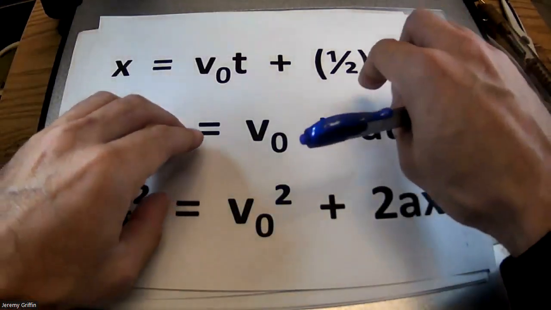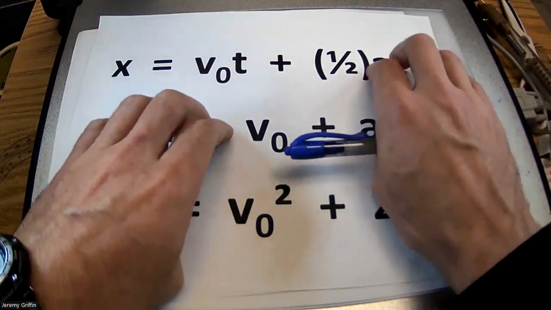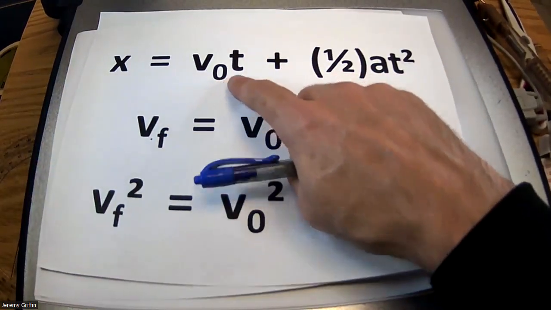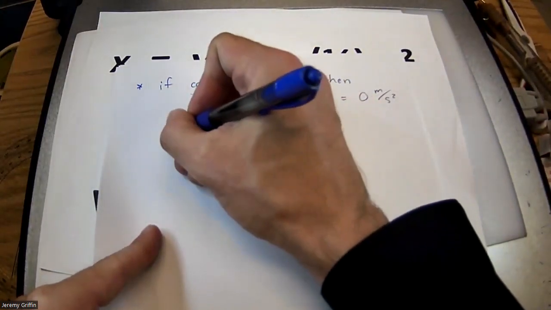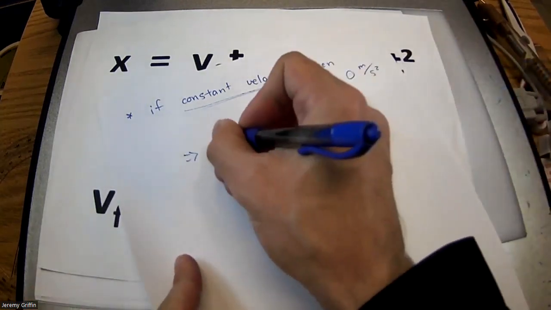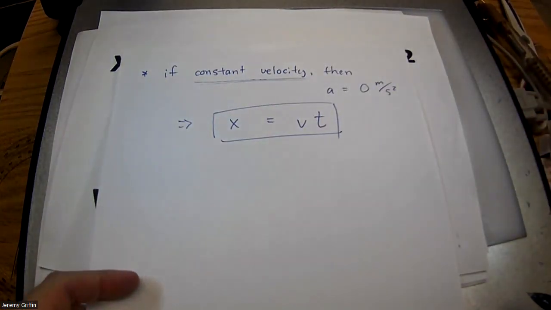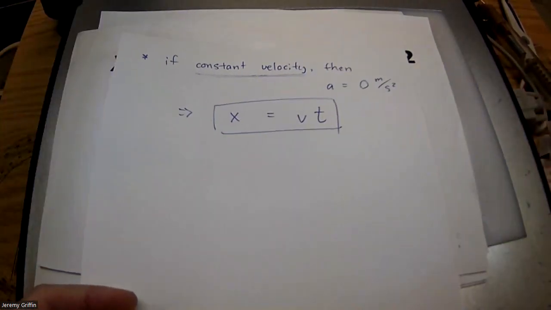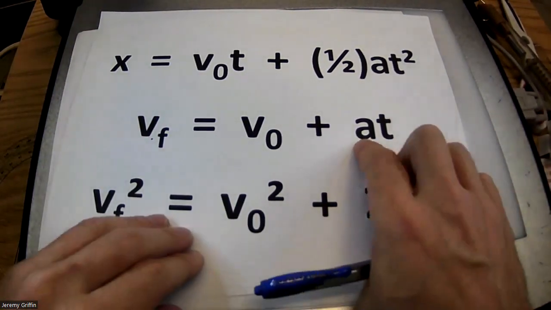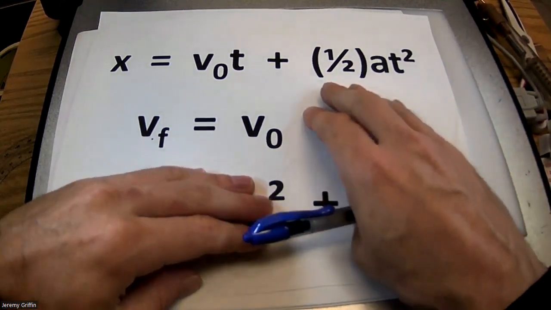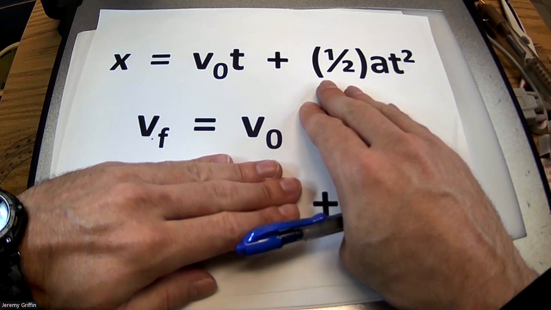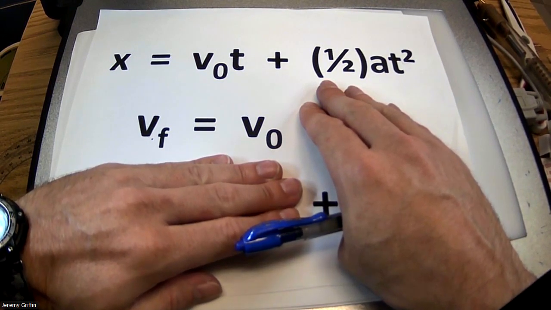Let's look at the first one. Guys, if this a goes to 0, what do you have? X equals vt. In fact, you can even drop the subscript because the velocity is not even changing. You could say this: displacement equals velocity times time. How about the next equation? If this acceleration goes to 0, then doesn't this piece go to 0? And you just have, oh, look at that, final velocity equals initial velocity, right? Which makes sense. If you're not speeding up or slowing down, your velocity just stays the same, right?